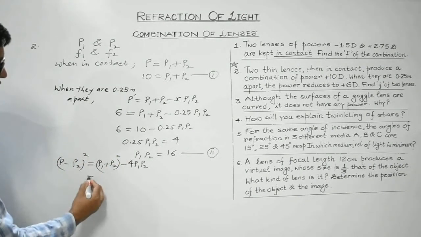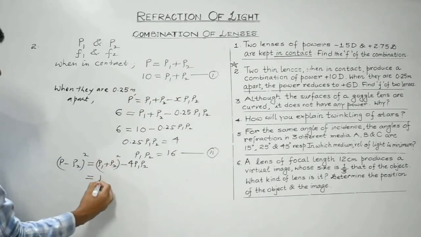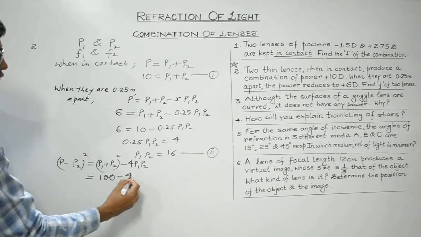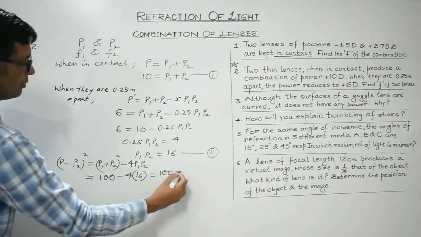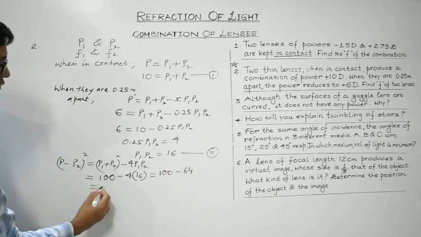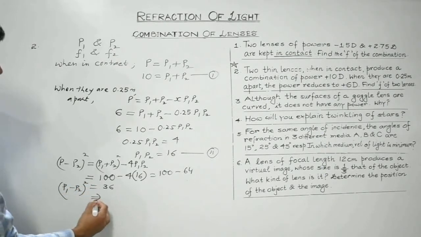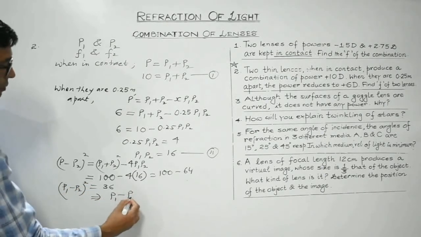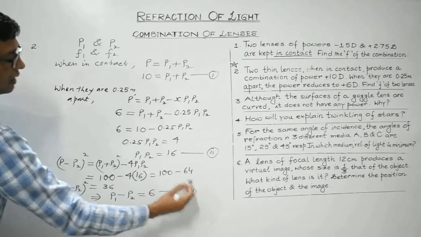So, let's substitute the value. P1 plus P2 is 10, 10 square would be 100, minus 4 times P1 P2, which is 16, so it will be 100 minus 64. So it is equal to 36. So P1 minus P2 whole square is equal to 36, which implies that P1 minus P2 is equal to 6. Put this as equation number 3.